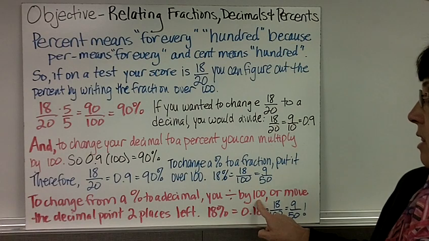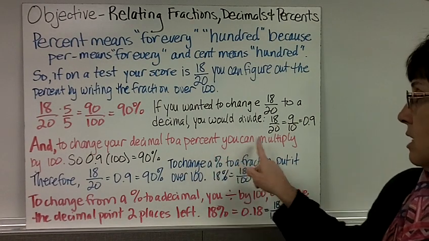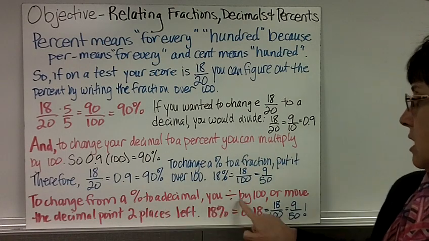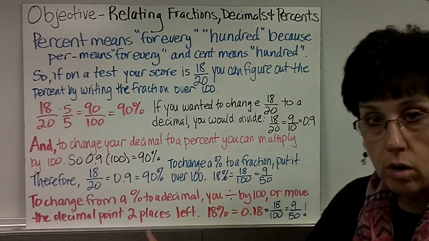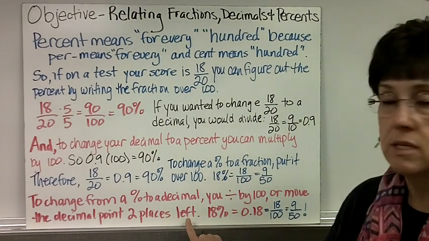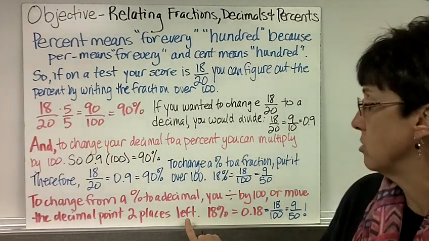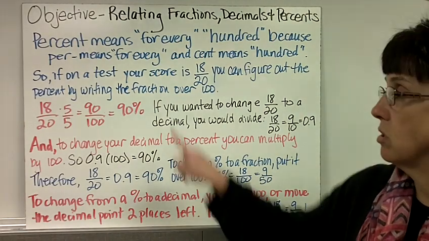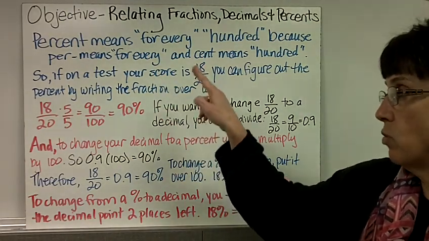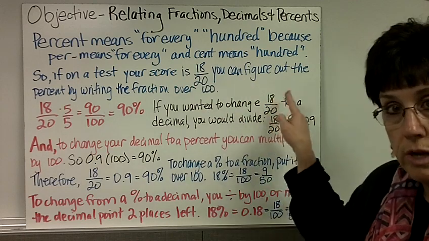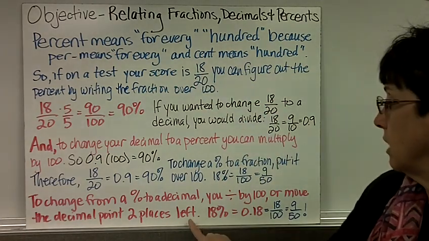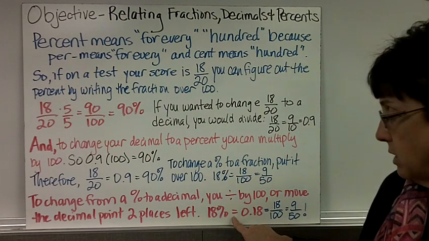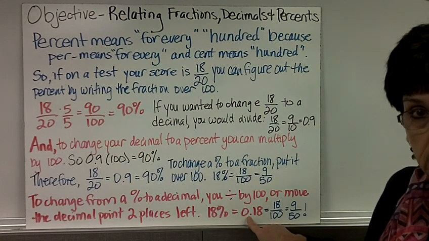All right, to change from a percent to a decimal, you divide by 100, because it's the opposite of changing the decimal to a percent, multiplying by 100. Now we're going the other way around. To change from a percent to a decimal, you divide by 100 or move the decimal point 2 places to the left. Because when you're multiplying by powers of 10 or dividing by powers of 10, your end result is just your answer with the decimal point moved to the right or to the left, depending if you're multiplying or dividing. So 18% would become, move the decimal point 2 places to the left, 0.18.